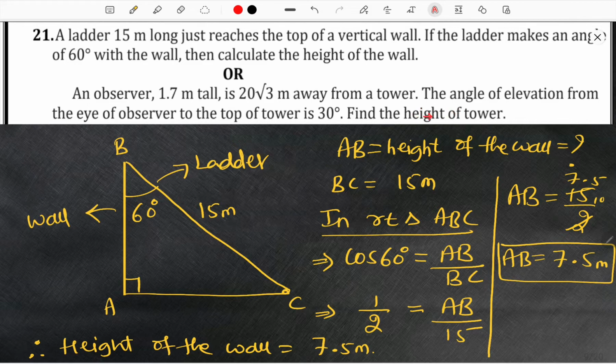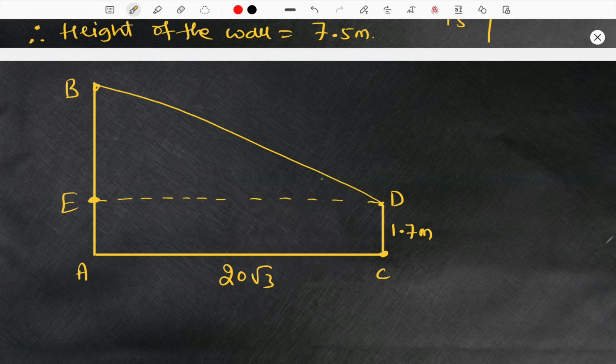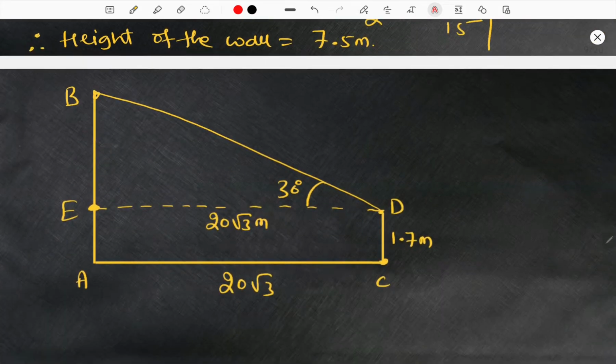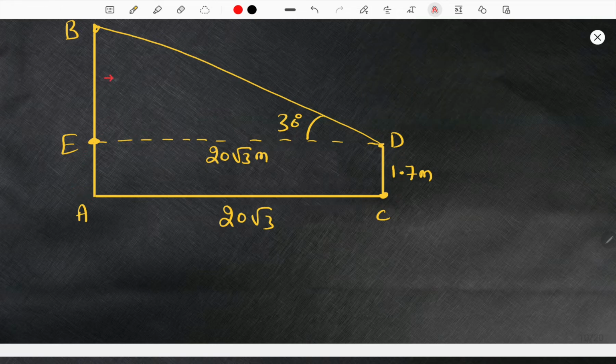Now afterwards what they are saying, the angle of elevation from the eye of observer to top of the tower is 30 degree. From this point to top of the tower, the angle of elevation is 30 degree. Look at this, this angle they are talking about. Let me draw one dotted line here. Let this point be E. So this angle is 30 degree. And definitely this ED will also be 20 root 3 meter for sure. Now what they are asking us is to find height of the tower. Now how about this AE? This is 1.7 meter, so how about this AE? This is also 1.7 meter. Let us write all those values.